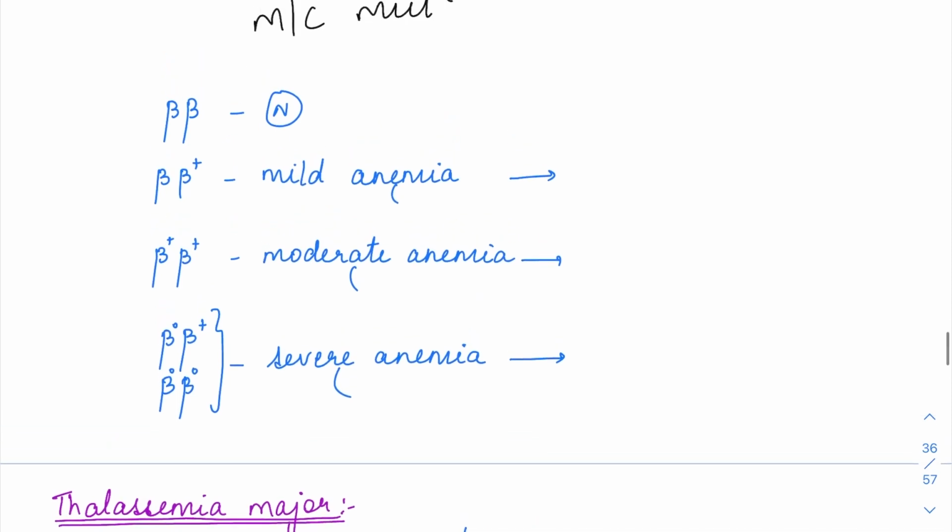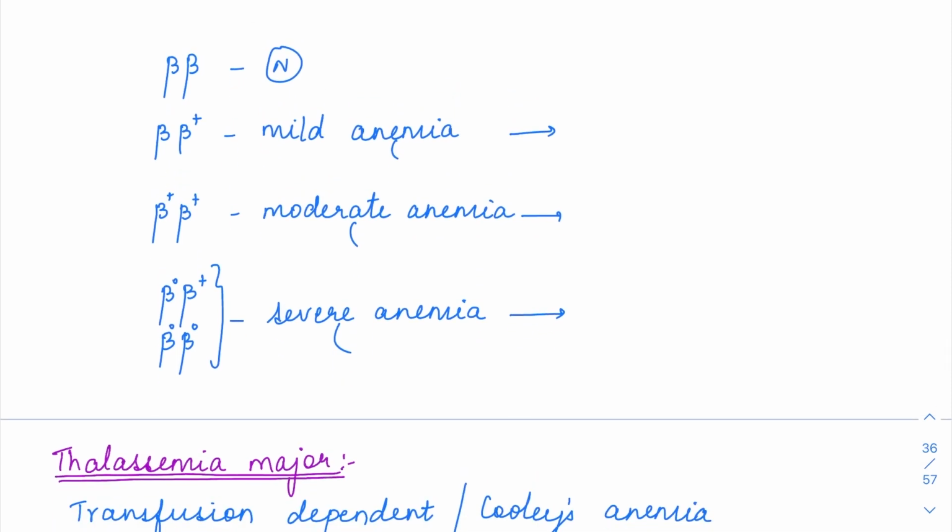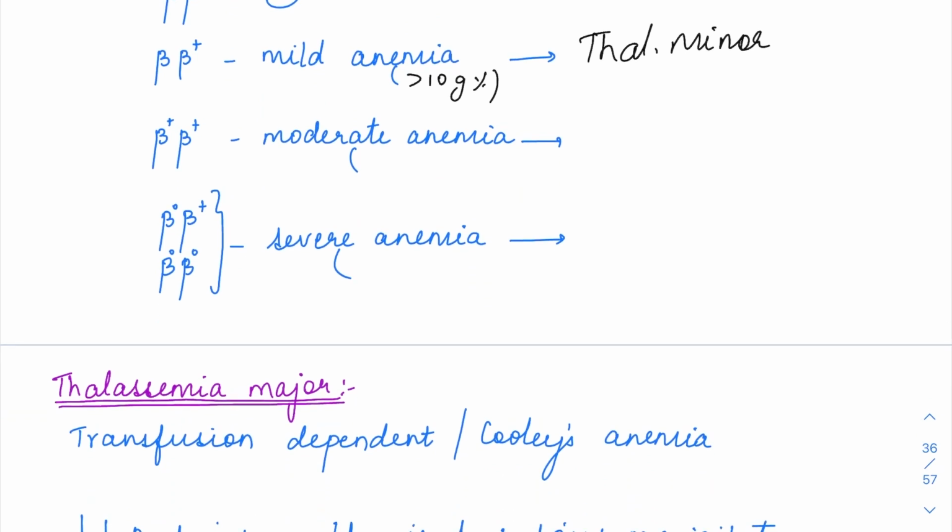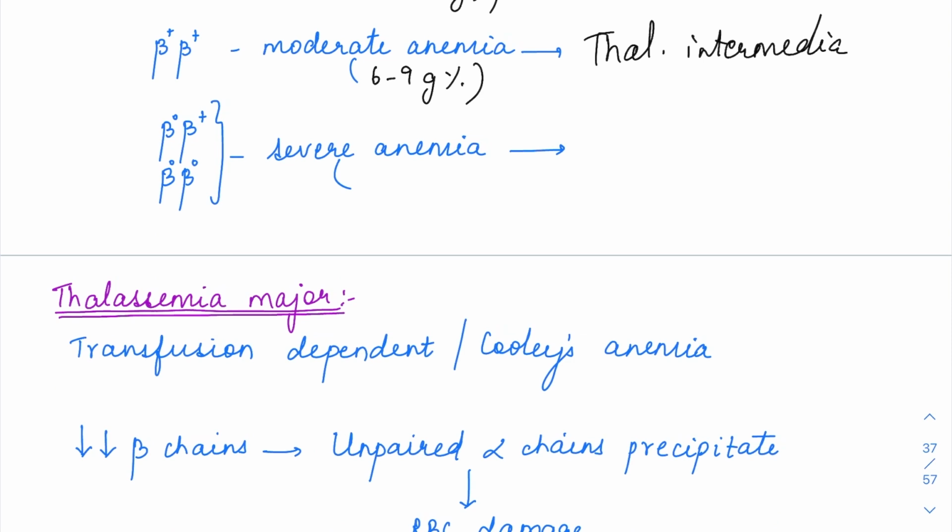Okay. So the normal chain is represented as beta beta without any plus or 0, right? So beta beta is normal hemoglobin beta chain. If it is beta beta plus, it is going to result in mild anemia, that is more than 10 gram percentage. So it is going to result in thalassemia minor. Beta plus phenotype is going to result in moderate anemia, with 6 to 9 gram percentage of hemoglobin, resulting in thalassemia intermedia. If you have a beta naught with either a beta naught or a beta naught with a beta plus, it is going to result in a very severe anemia, which is less than 6 gram percentage. So these patients are going to be transfusion dependent and it is called thalassemia major.